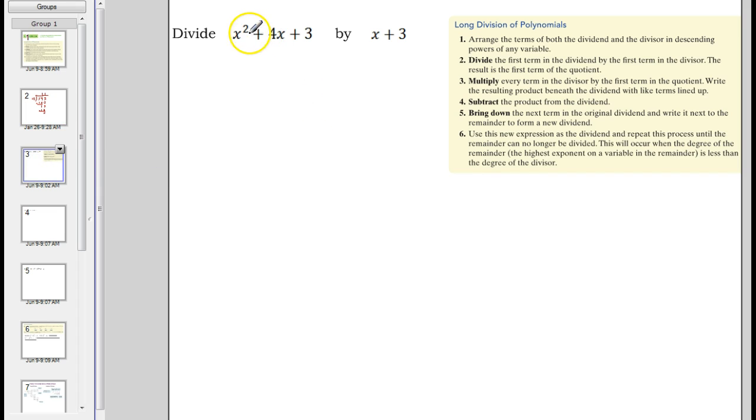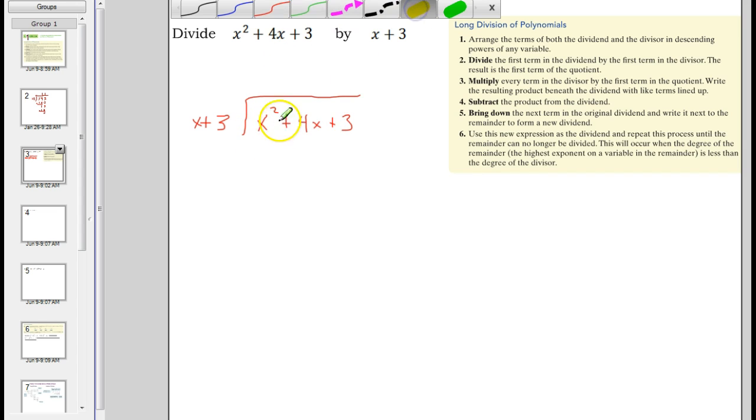Now, dividing a polynomial by another polynomial. This is a quadratic by a linear expression. If I'm dividing this by this, then this is the dividend. The dividend is the thing that we are dividing, and the divisor is the thing that we're dividing by. Now, what we do here is divide leading terms. Divide the first term in the dividend by the first term in the divisor. So all we're concerned with is x squared divided by x. We're not looking at this other stuff.